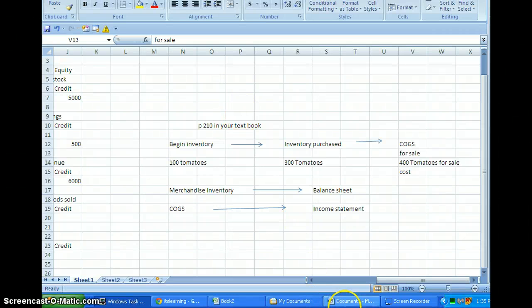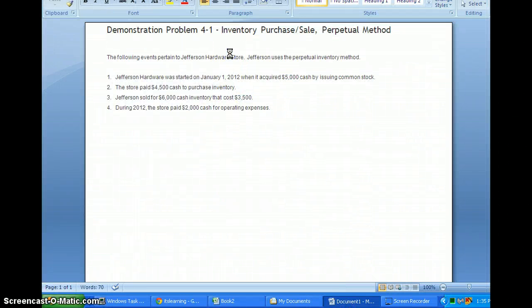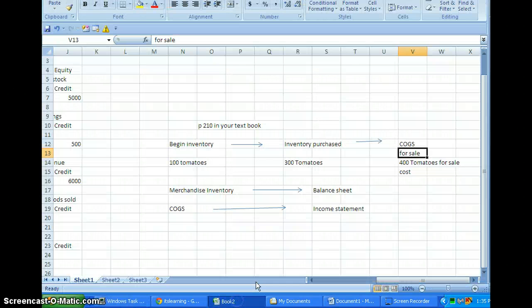Alright, today we're going to look at demonstration problem 4.1 in your text. There are 4 exercises, and what we're going to do is examine each one and look at the effect each one is going to have on the financial statements. So I'd like you to start by looking at page 210 in your textbook.